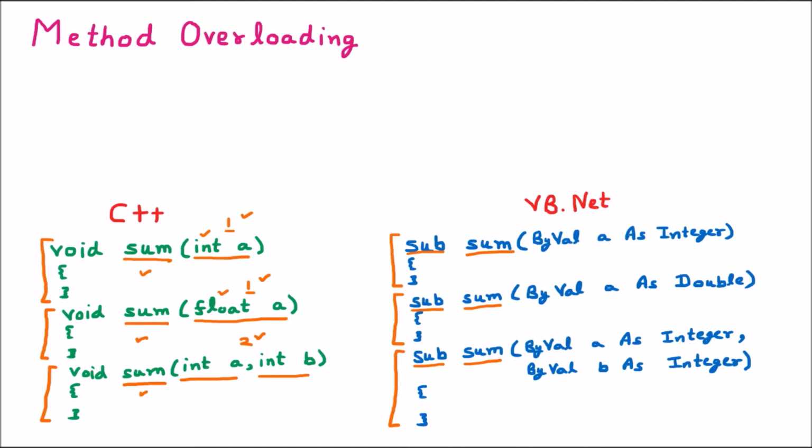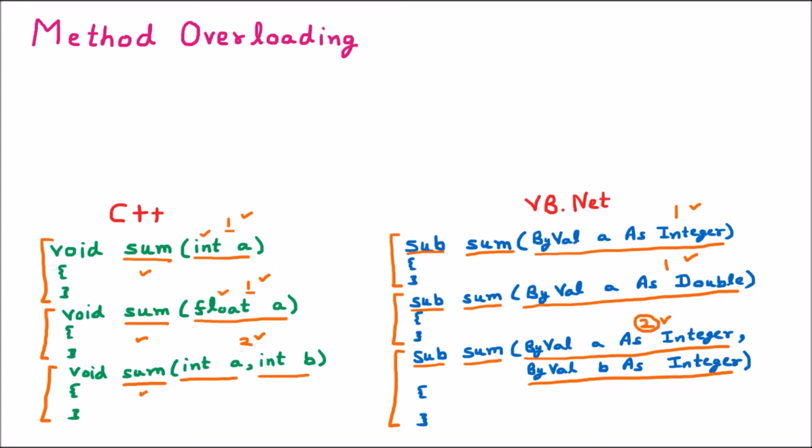So here again, as per the example of C++, we have ByVal A As Integer. So only one argument is passed. ByVal A As Double, again one argument is passed. And here ByVal A As Integer, ByVal B As Integer. We have used 2 lines because of the space. Now these are 2 arguments. So if I compare these 2 with this 1, there is no problem. So 2 is perfectly fine.